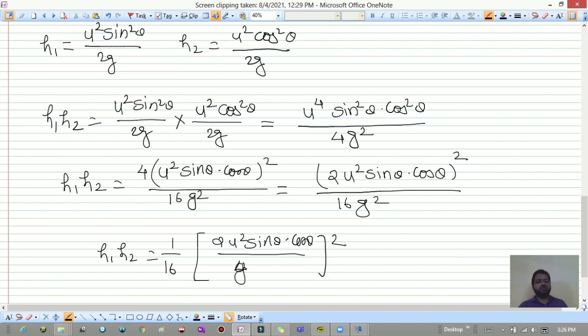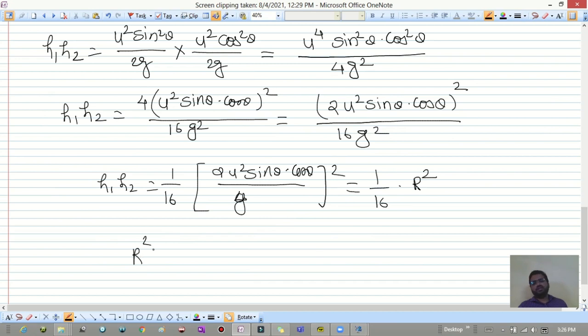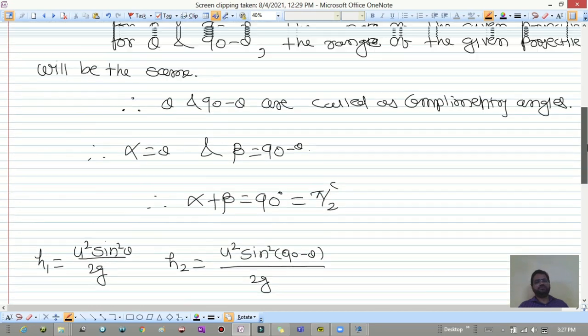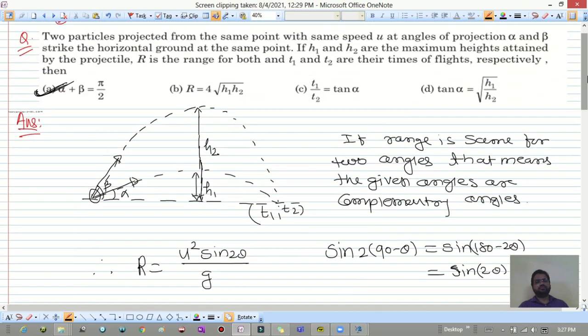Now as you can see over here, this is 1 by 16 into, this one is r, right? So r squared. So we have r squared is equal to 16 h1 h2. From this we can write range is equal to 4 times root of h1 h2. So I hope this is clear. So answer for this question is 4 times root of h1 into h2.